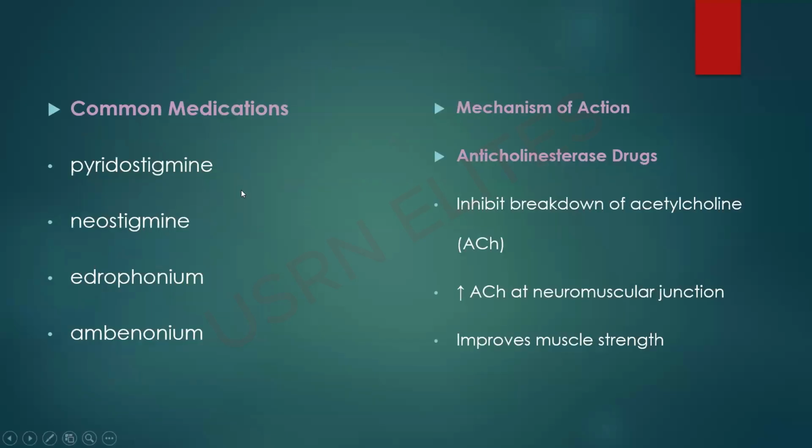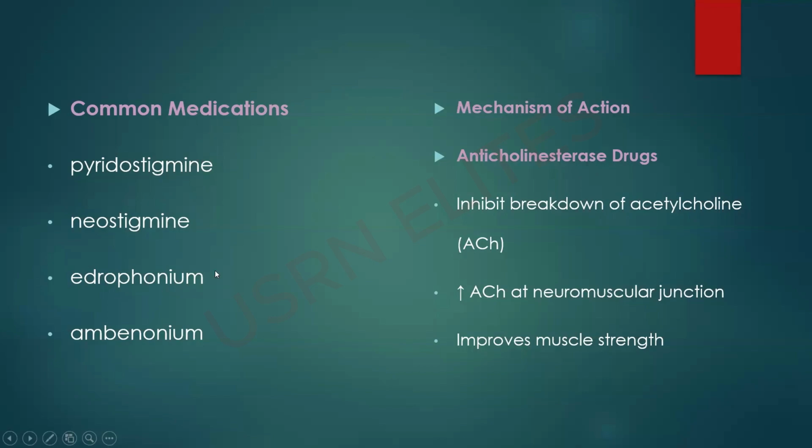Now, common medications used to treat myasthenia gravis. We have pyridostigmine. Please, this is our first line choice of drug, so always take note. We have neostigmine, edrophonium and ambenonium. But pyridostigmine is our first line choice of drug used to treat myasthenia gravis.